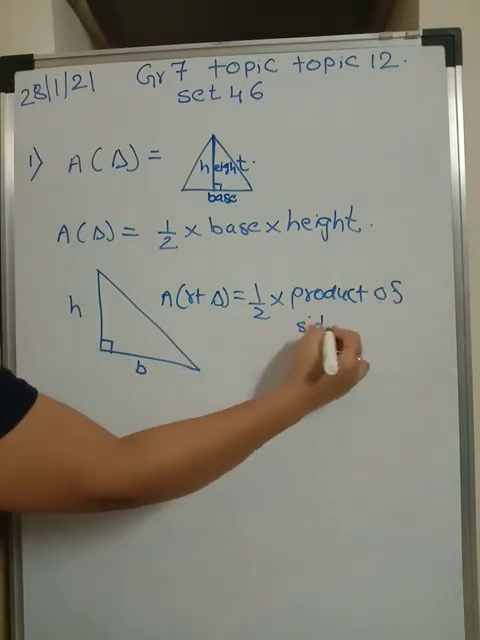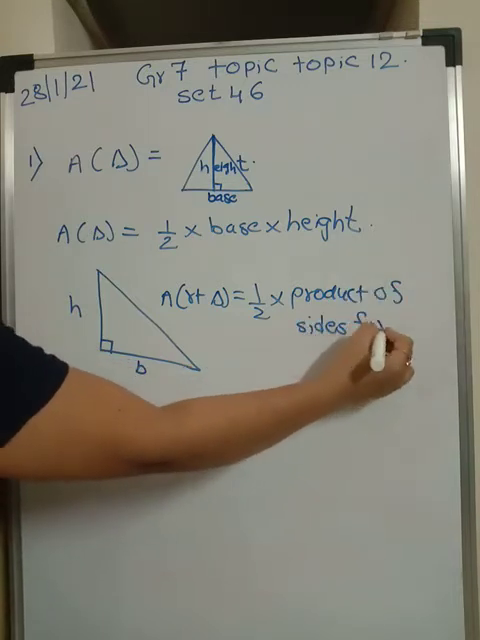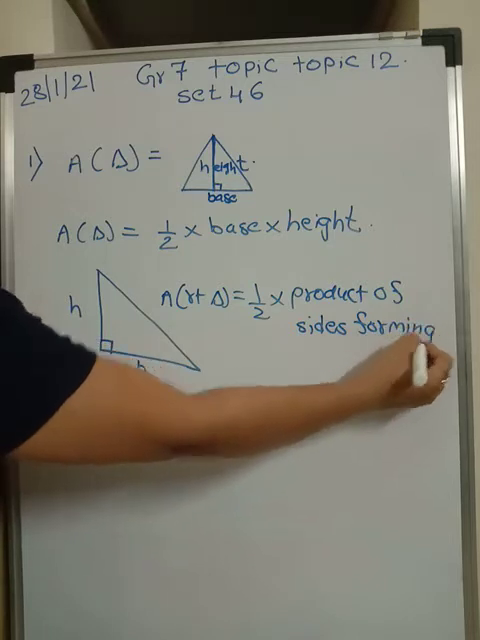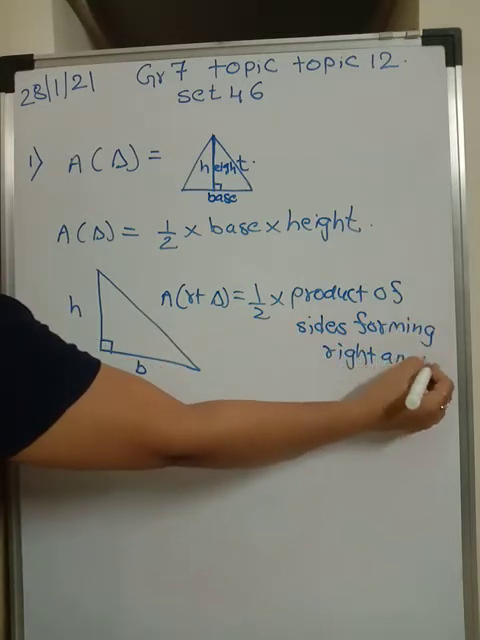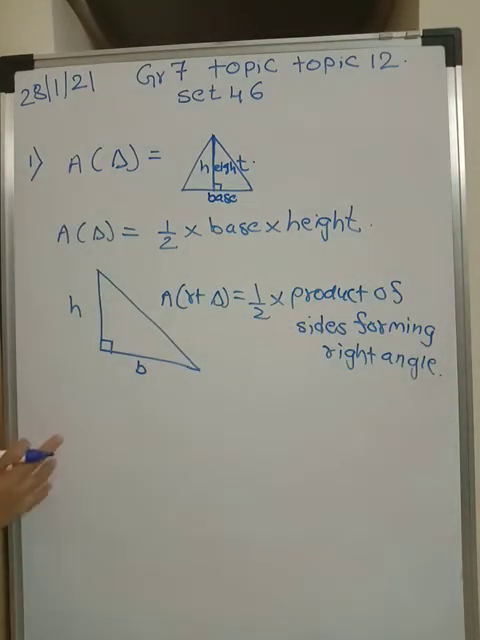sides forming the right angle. These are the sides which are forming the right angle. So the sides forming the right angle are acting as base and height. So you can use this formula, with the sides forming the right angle. Okay, so keep in mind this formula and then we can go ahead with set 46.